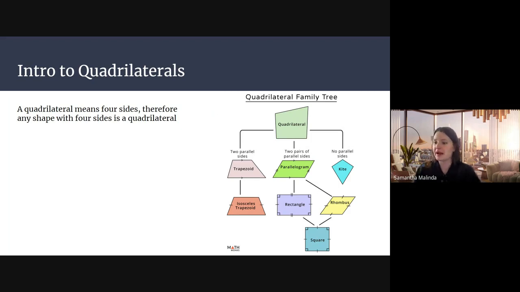Then you have the 2 pairs of parallel sides, which in general means a parallelogram, and then gets more specific to a rectangle, a rhombus, and a square. And then the last one has no parallel sides. It is a kite. So again, these all go in the category of quadrilaterals. Then you have your trapezoids, which are 2 shapes, your parallelograms, which is 4 shapes, and your kite, which is 1 shape. So they all kind of go in their own little groups.